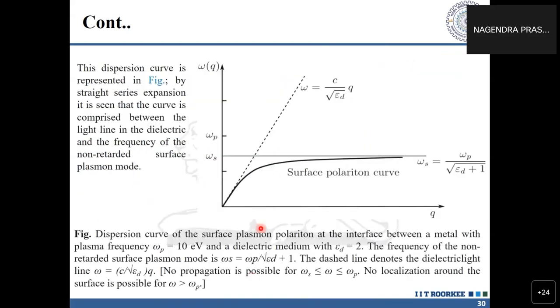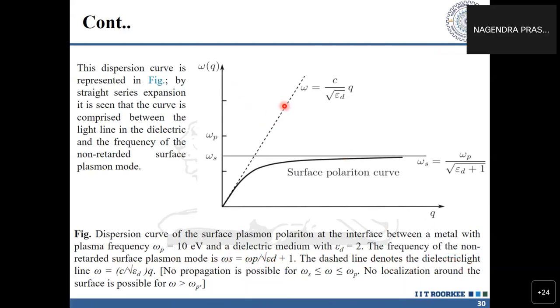So when you plot omega as a function of q, omega q versus q, you see this is omega s, this is the light line, and this is the surface polariton curve. This is the dispersion curve of the surface plasmon polariton at the interface between a metal with plasma frequency omega p of 10 electron volt and a dielectric medium with epsilon d equal to 2. The frequency of the non-retarded surface plasmon mode is omega s, equal to omega p divided by the square root of epsilon d plus 1. The dashed line denotes the dielectric light line.